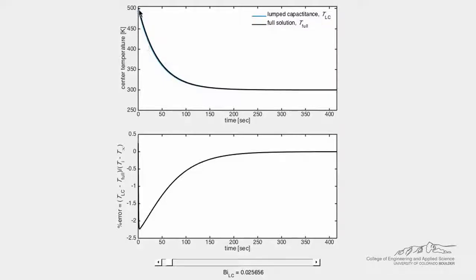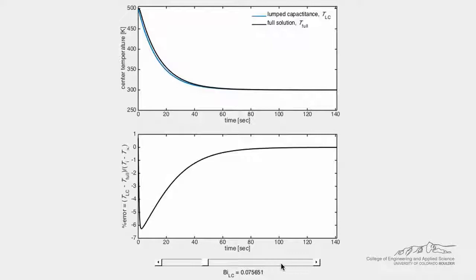the blue line, and calculated with the full solution to the heat diffusion equation, the black line. The bottom plot shows the percent difference between these two solution approaches. We can adjust the Bi number using the slider bar, and we can observe the difference between the two solution approaches. Note that the lumped capacitance approach is valid if the Bi number is approximately less than 0.1.